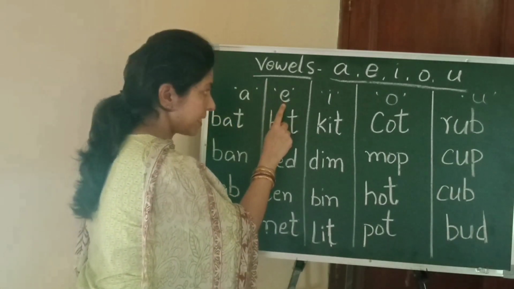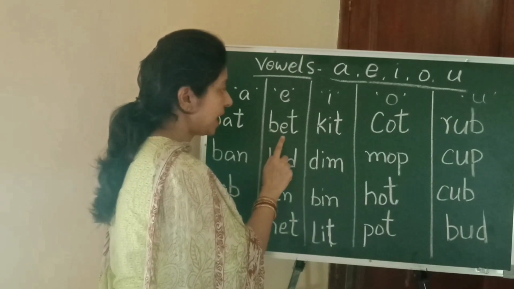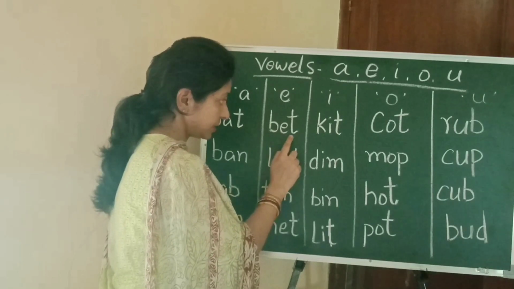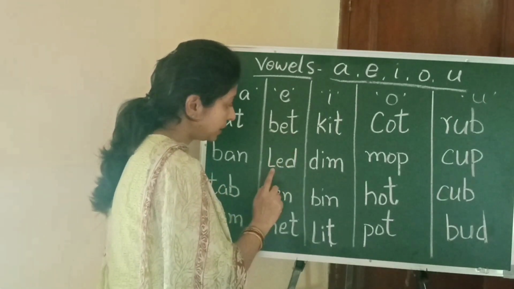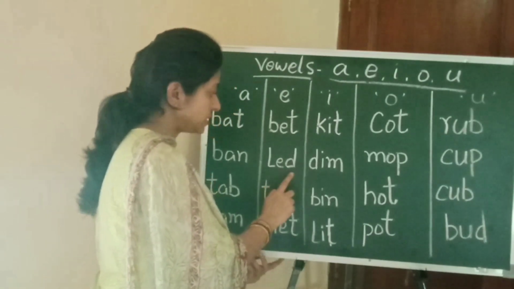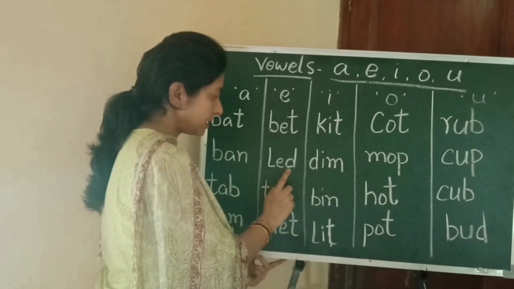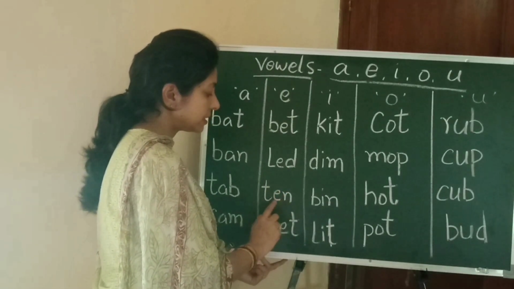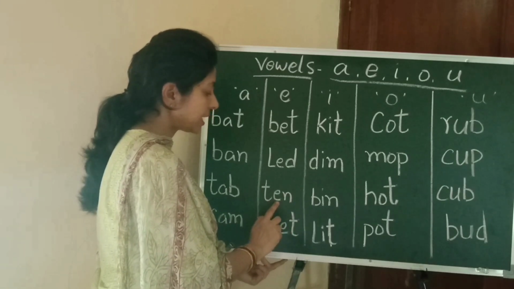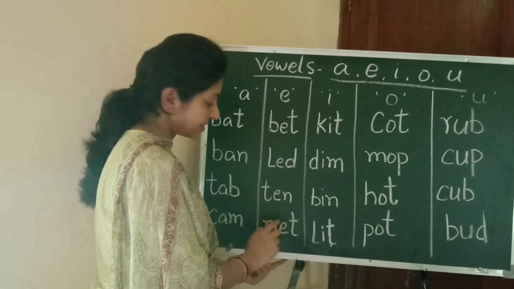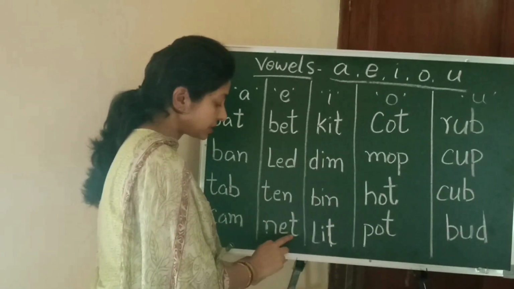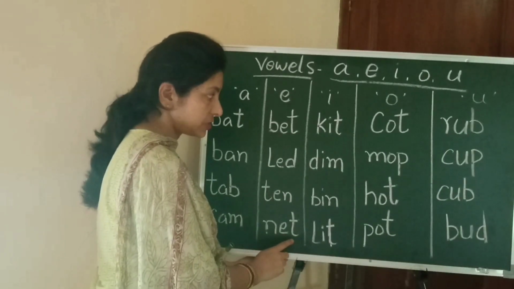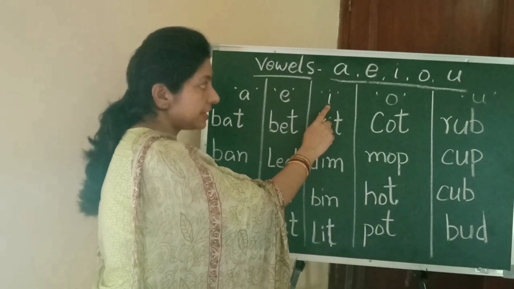E says eh. B, e, t, bet. L, e, d, led. T, e, n, ten. N, e, t, net.